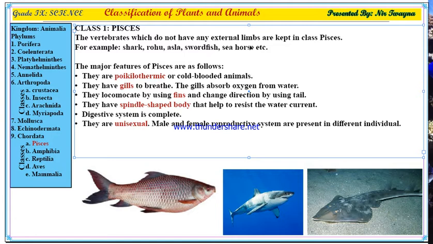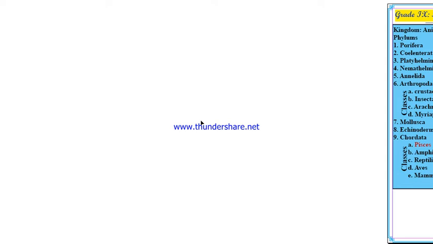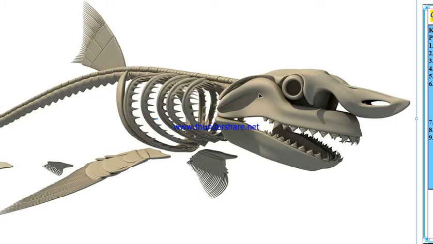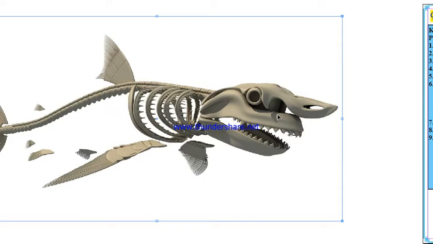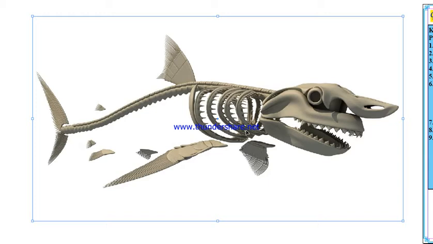You can have a look at the skeleton of Pisces. Let us have a look at the skeleton of Pisces. This is a skeleton of shark. This is a model only, this is not real. Nonetheless, this is the skeleton of shark. In this skeleton, can you see any limbs here? Legs. There are no pelvic girdles or pelvic bones. There are no shoulder bones. There are only ribs, and there are no bones for their legs at all. So these are the creatures which do not have limbs.